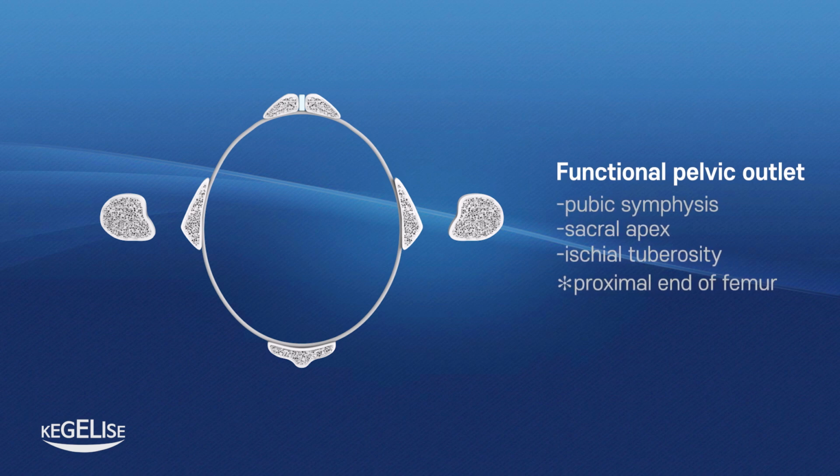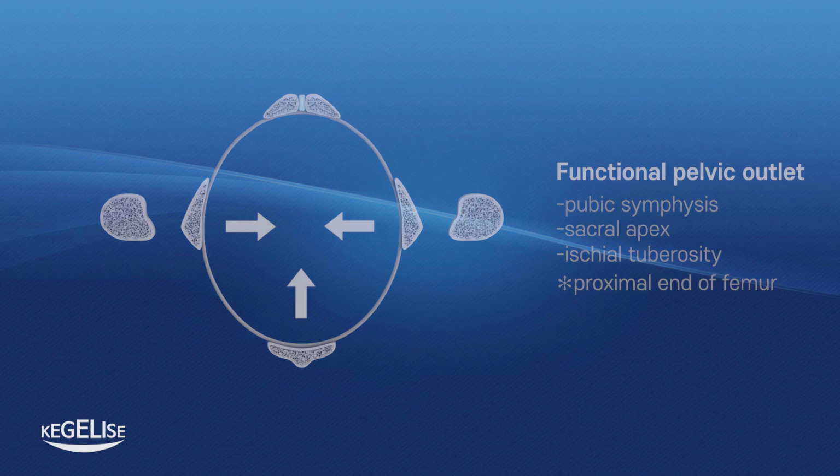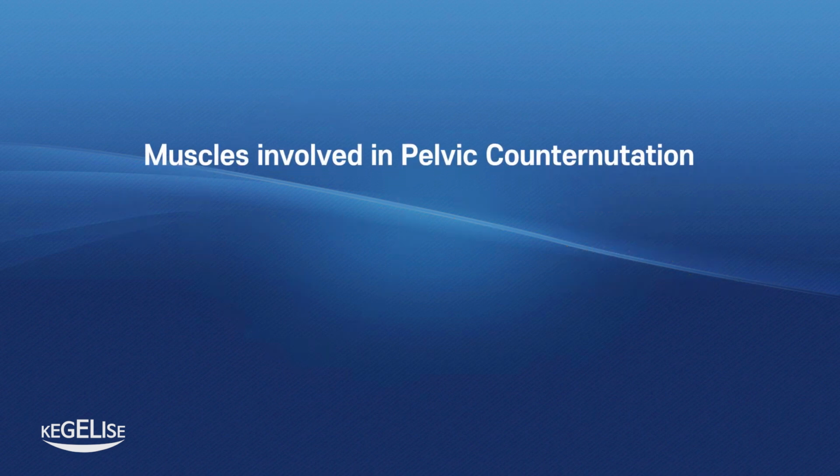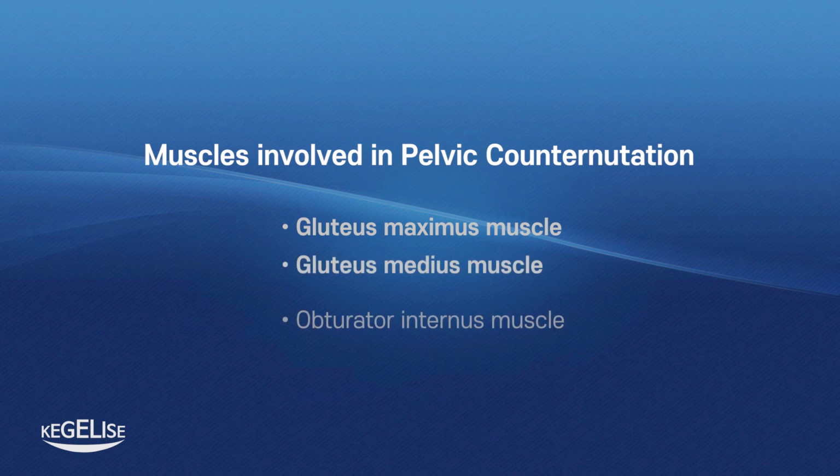You are viewing the pelvic outlet. When performing pelvic counternutation exercise, narrow the pelvic outlet from the sacral apex and both ischial tuberosities toward the pubic symphysis. Many muscles are involved in pelvic counternutation. Among them, the gluteus maximus and medius muscles play a major role.